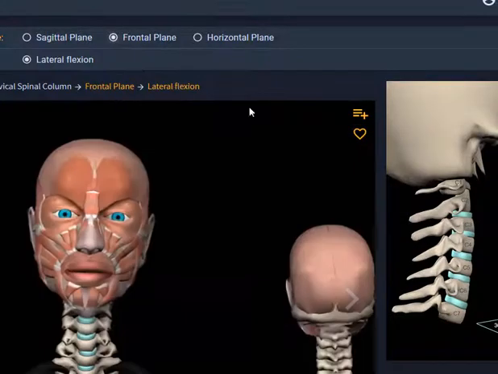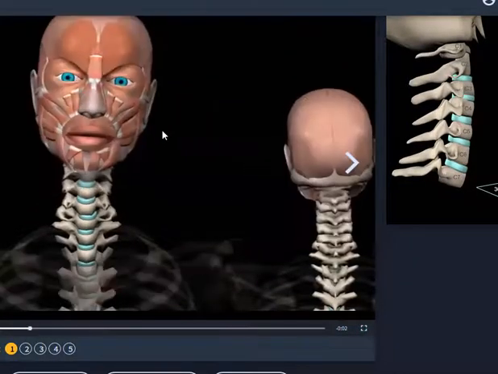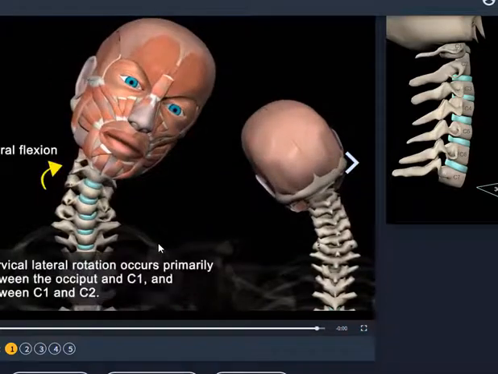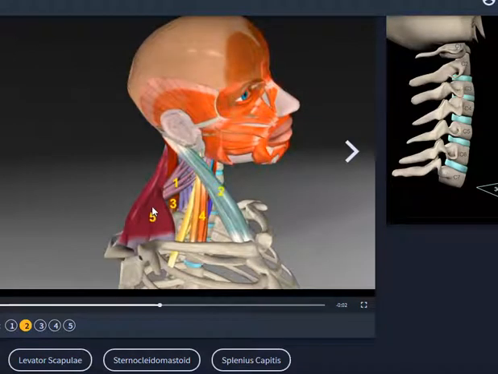So let's go to frontal plane motion. We'll look at lateral flexion. So this is lateral flexion, bringing your left ear to your left shoulder. And you can see now the trapezius is right here. You can see the trap, number 5. This is levator scapula coming up. This is number 1. Number 3 is your Spinalis capitis. Here's your SCM, your sternocleidomastoid.